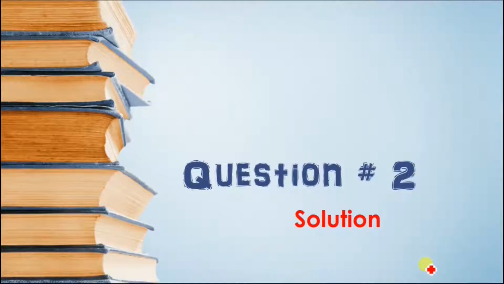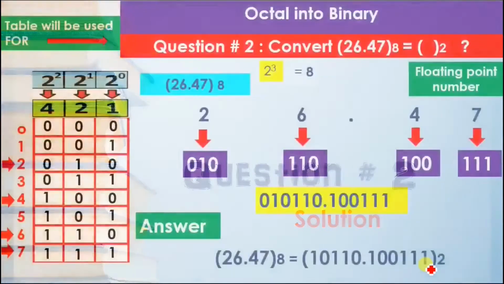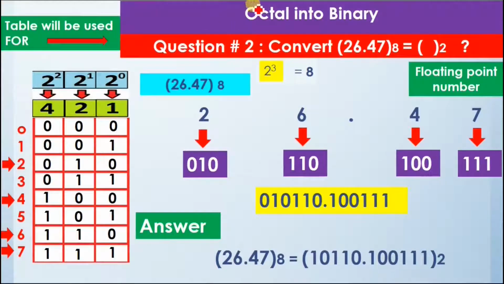Next we move to question number 2 and its solution. In question number 2, we have to convert an octal number into binary using a floating point number. This is the question, and we have to convert 26.47 in octal into binary. Here is the number 26.47, and again we will look at the table and find the binary values of these digits.